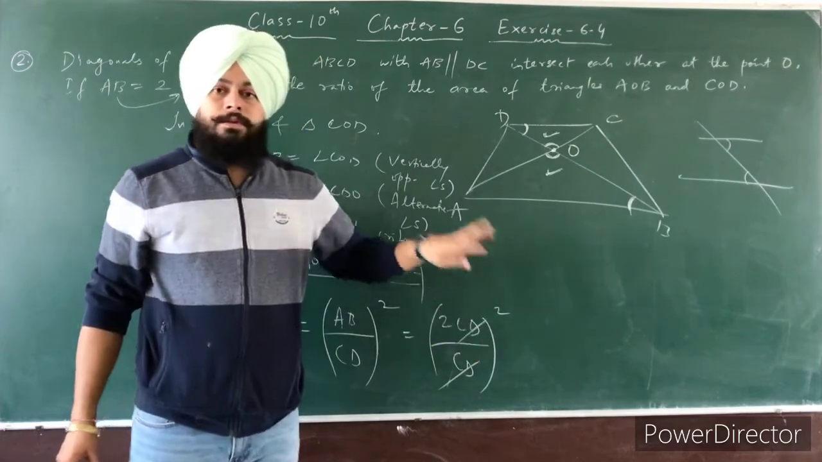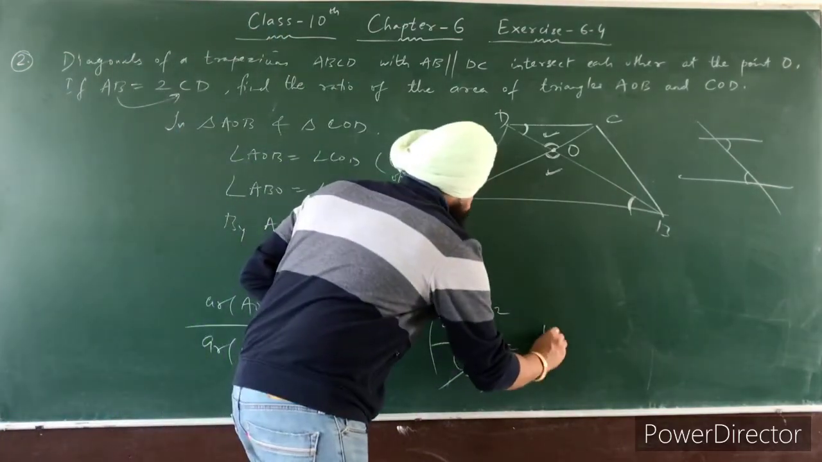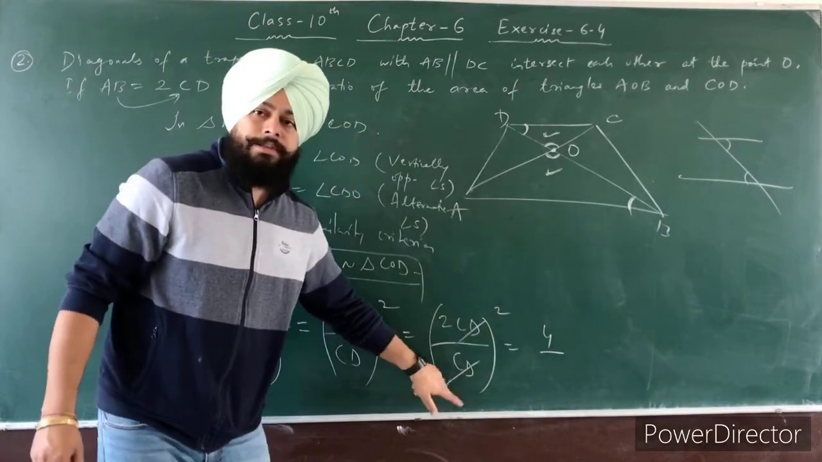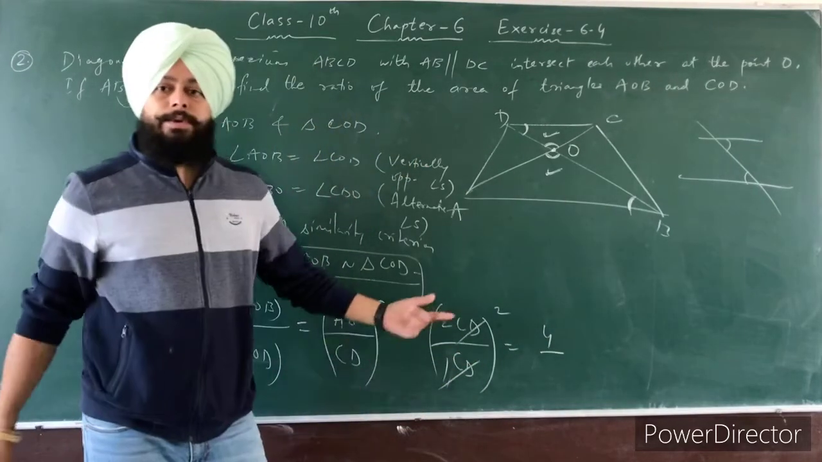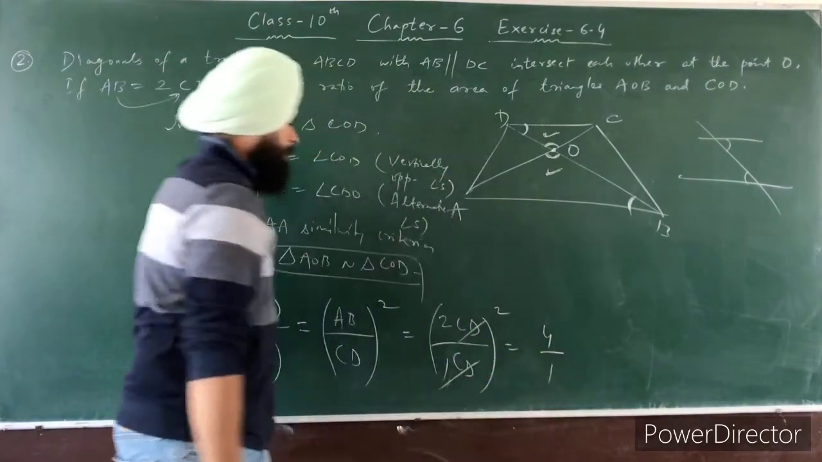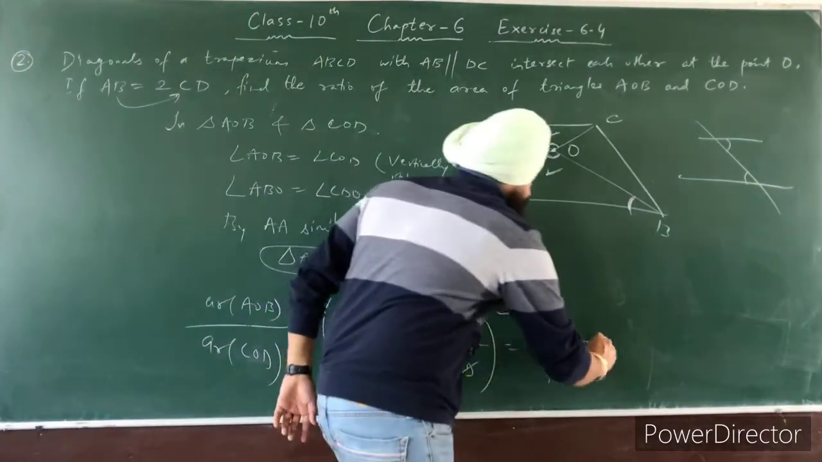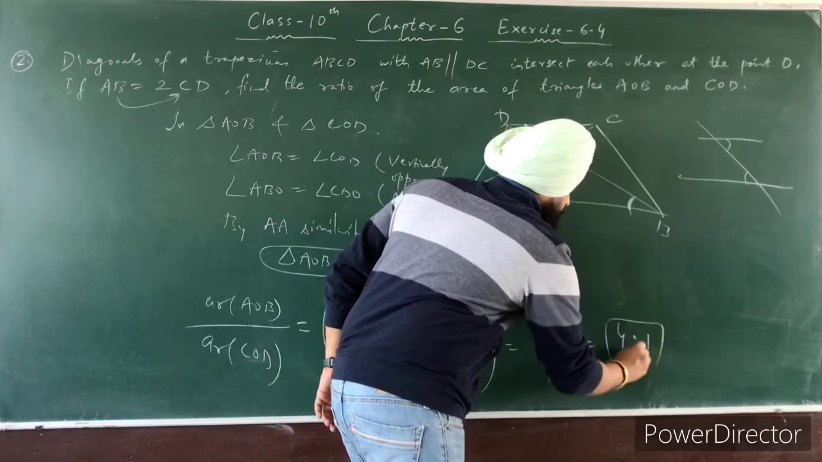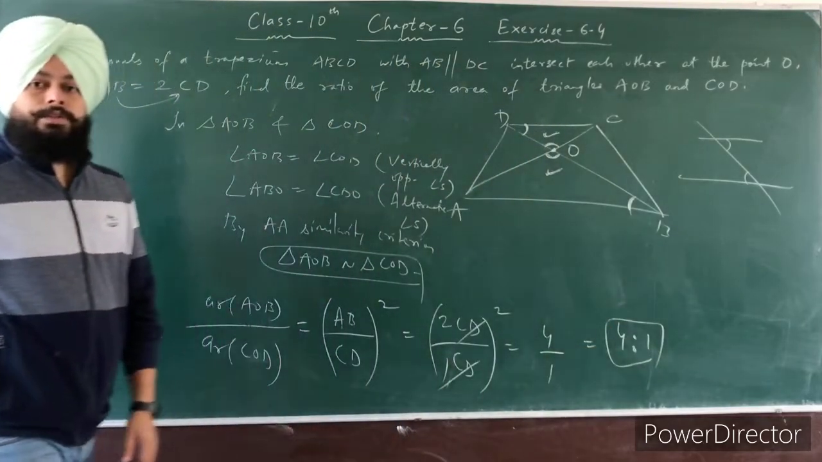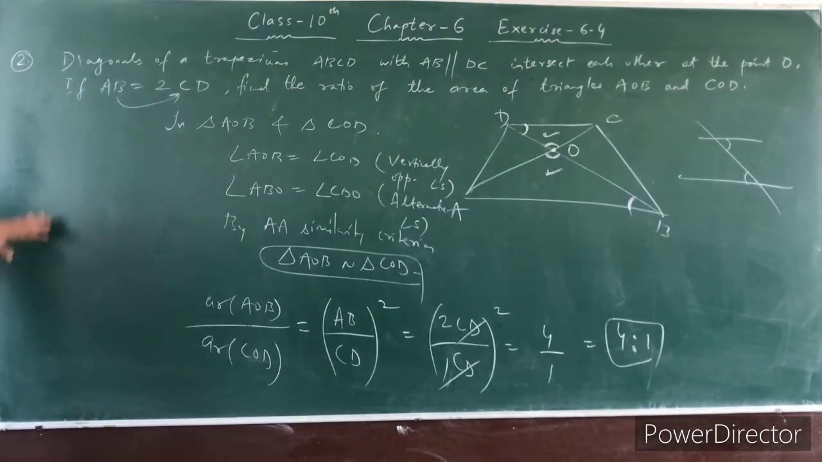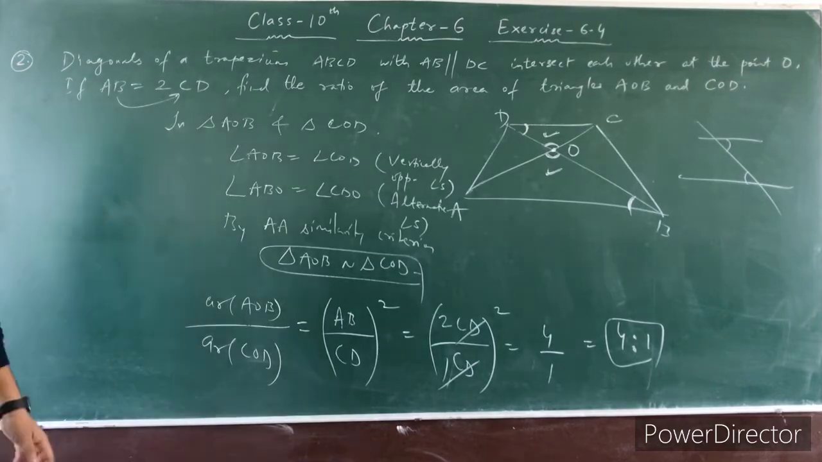Now open the powers. 2 square is 4. And the denominator is what? Only 1. And 1 square? 1. So what is the ratio of the area of AOB and area of COD? The ratio is 4:1. Alright. So this is your question number 2.